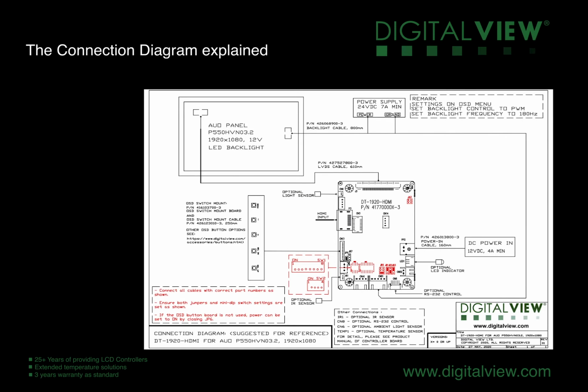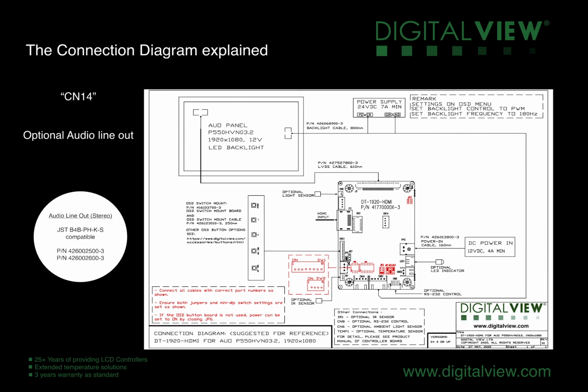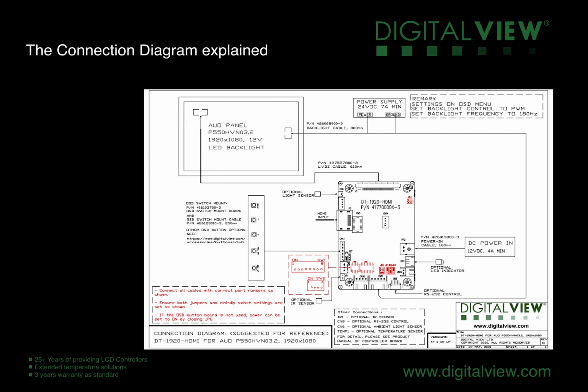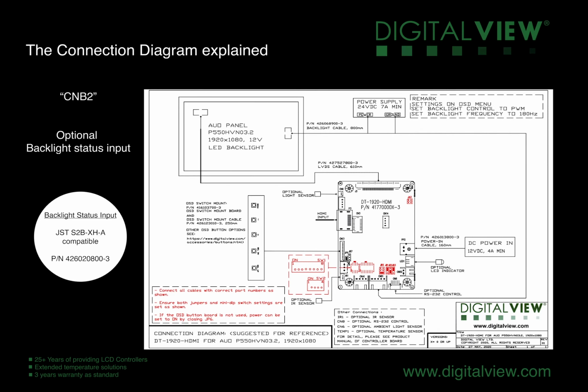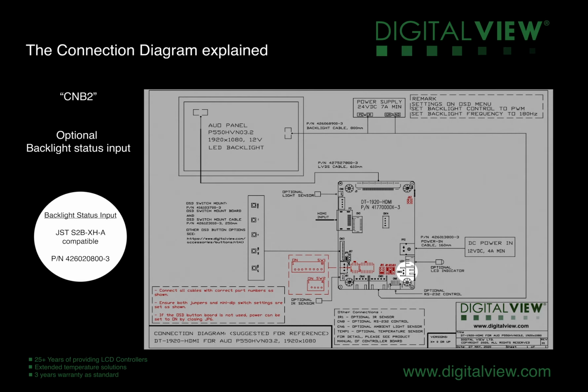If your solution is using audio on the HDMI cable, then you can take the line-out stereo audio from CN14. Some panels have a backlight status option. To use this, you'll need to connect a cable to our CNB2 connector as an input.